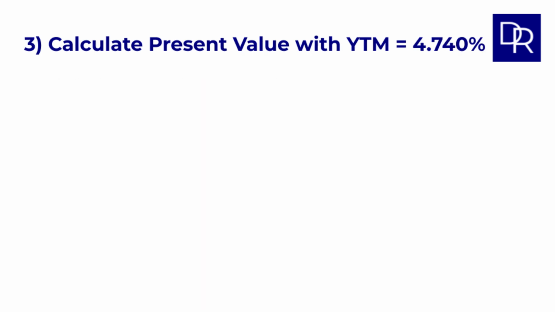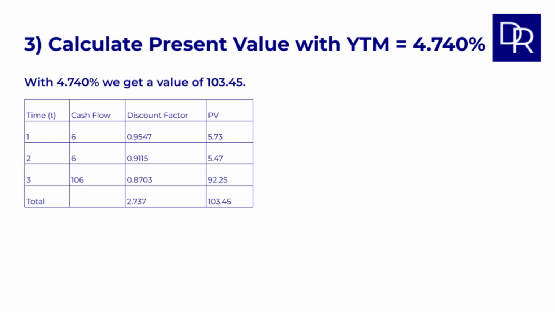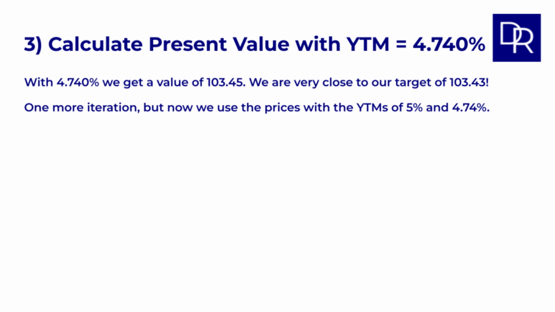We then calculate the PV in the spreadsheet with as the yield our new guess, 4.740%, and we get a value of 103.45. Now we're already very close to our target of 103.43, so this was a very good guess. Let's fine tune it a bit more with one more iteration, using the same reasoning as before, but now we use the prices we got with the yields of 5 and 4.74%. We use the values for 5 and 4.74 as the PVs for these yields are closer to our target than the PV with a yield of 6%.